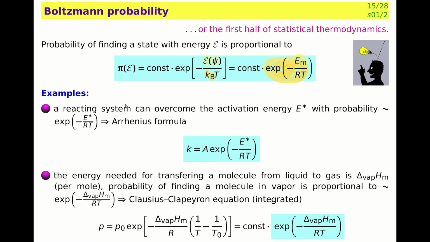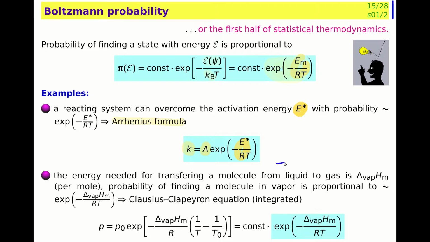Where have you seen such terms? Perhaps you remember the Arrhenius formula for the rate of the reaction or for the kinetic constant. It is usually written in this form, where A is a certain pre-exponential factor and we have the exponential of this kind, where this E star is the activation energy. And it corresponds to the mechanism.